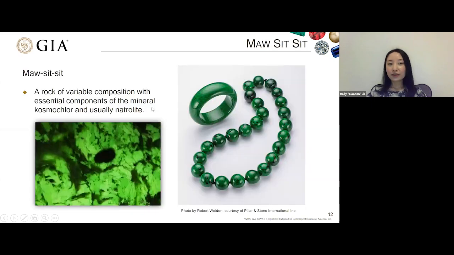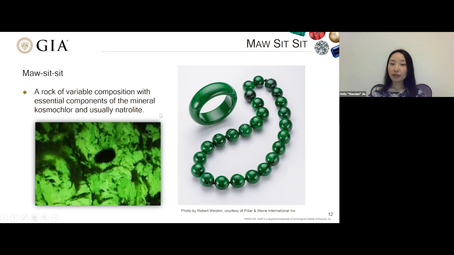Well, another pyroxene-bearing rock is maxixe. The typical appearance of maxixe is very deep green, mottled with black spots and streaks, and their transparency tends to be quite low. A lot of the time, they are nearly opaque.